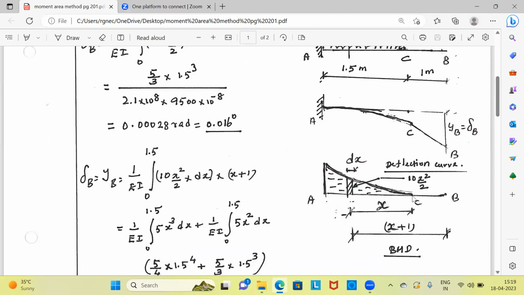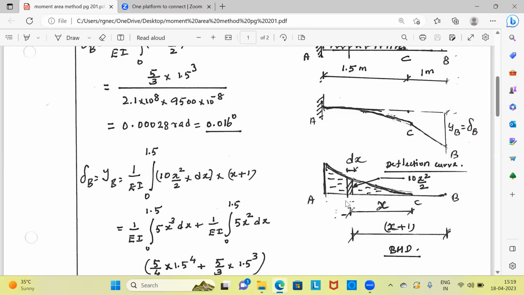If you take C as the origin, at any distance x, the load is equal to 10 times x, because it is a uniformly distributed load. Its resultant is acting at a distance of x by 2. Therefore, 10x squared by 2 is the intensity of the bending moment ordinate at a distance x measured from C. Let us consider a strip of width dx. Now, the area of this elementary strip is equal to 10x squared by 2 into dx.